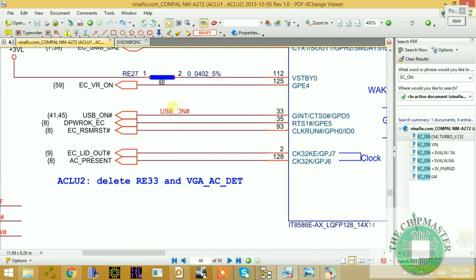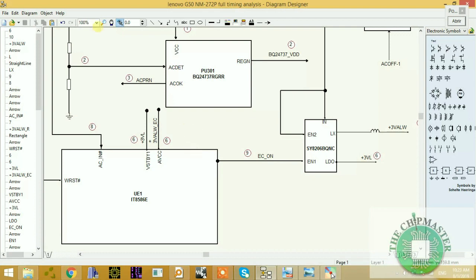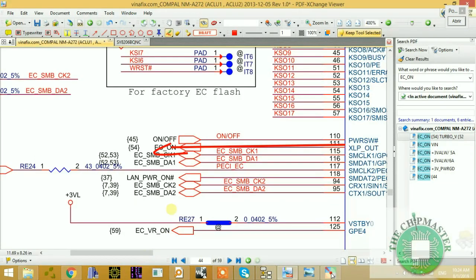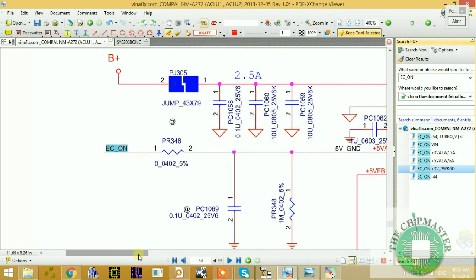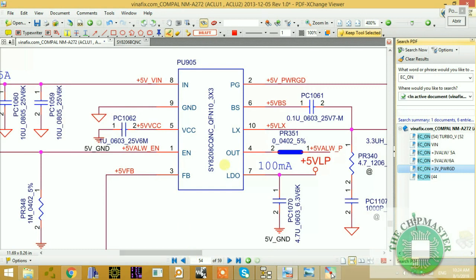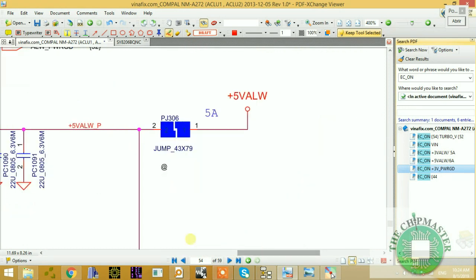Let me find it. Yes, EC on pin 111, sorry, will be generated, and it will turn on PWM output 5 volt, 3 volt, and 5 volt, right? So that's the first part. Let's go back to this. All right, so EC on is coming to 5 volt also, and this one is a SY8208 CQNC, right? And it is outputting 5 volts, right? As you can see, 5 volt is being outputted here.